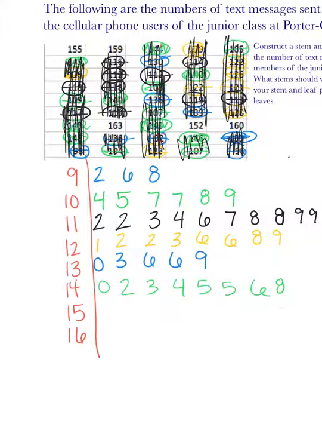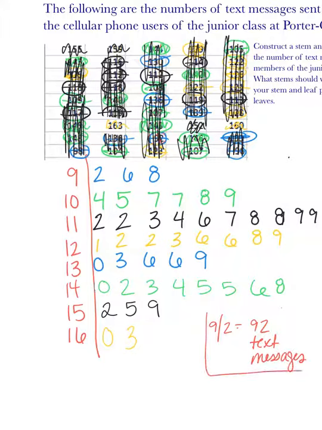So I need my 150s, and I've got a 152, 155, 159, and then my 160s, and I got a 163 and a 160, so 0 and a 3. All right, there. I think that does it. So now I have this stem and leaf plot that represents the number of text messages that cell phone users at Porter Gaud sent last week, and I just need a key. I'm going to do 9 bar 2 equals 92 text messages. Oh, I have a little key there.